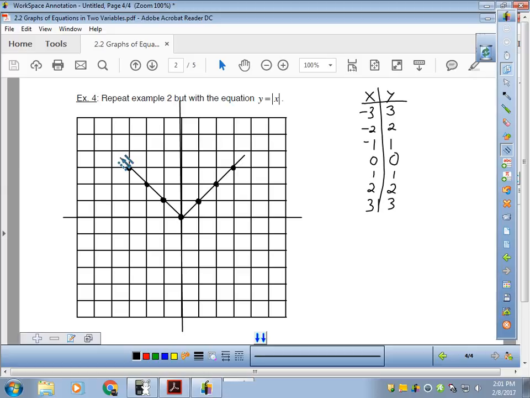Now, after you connect them, you do need to put arrows on the ends, again, to indicate that it continues going left and right. But it continues going to the left beyond negative 3 and to the right beyond positive 3. So we have to have it going in both directions like that. So there's our graph for number 4.